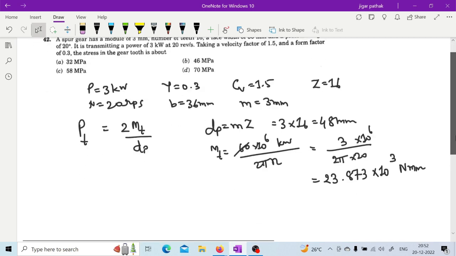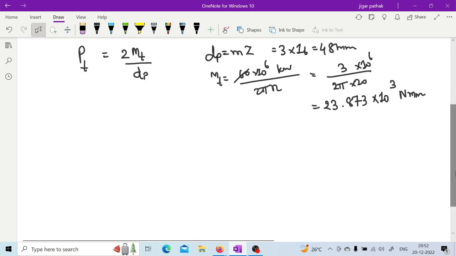Okay, once you have this torque and diameter, then you can calculate this PT. So what is PT then? Sir, form factor will be included in? This form factor will be there in the beam strength, right?